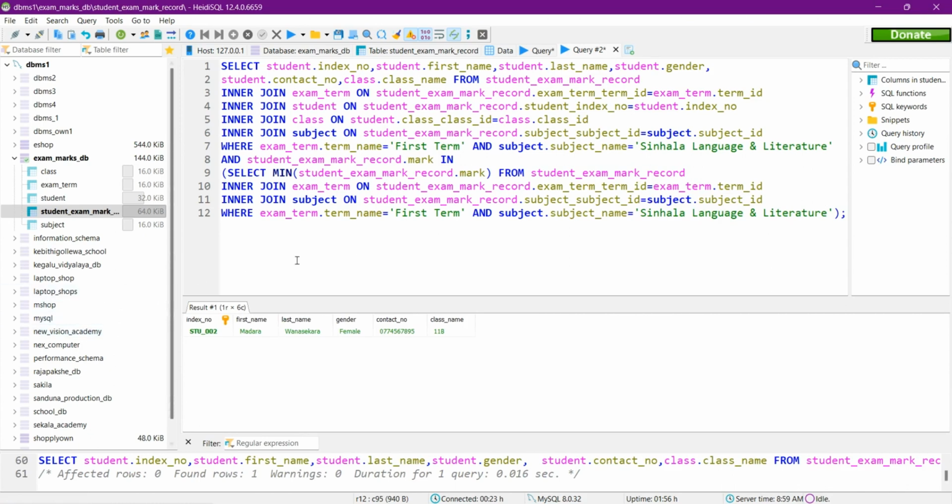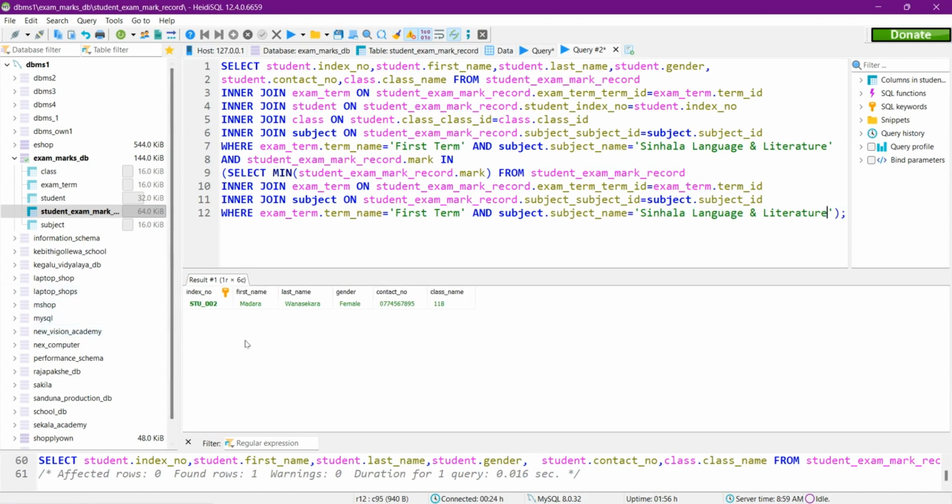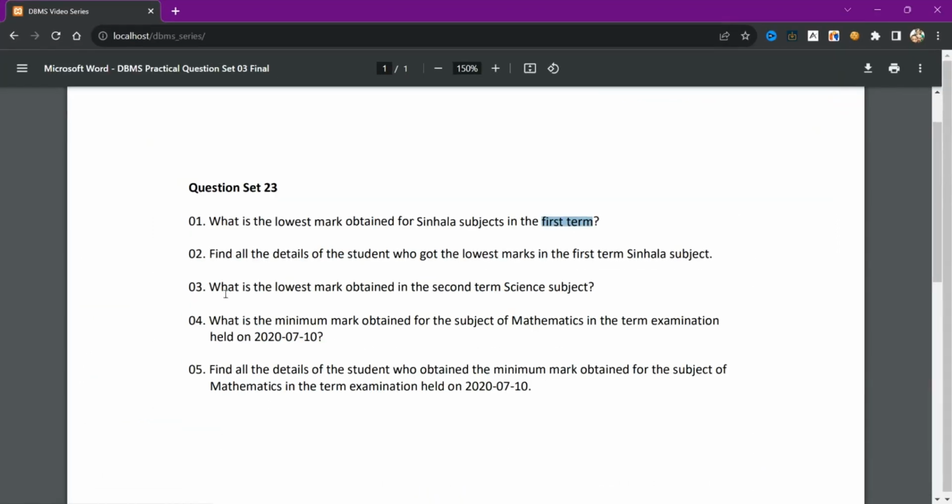So you can see here, this is the answer for the second question. Madara Vanasekara is the one who got the lowest marks for the subject called Sinhala language and literature in the first term. So let's move on to the third question.